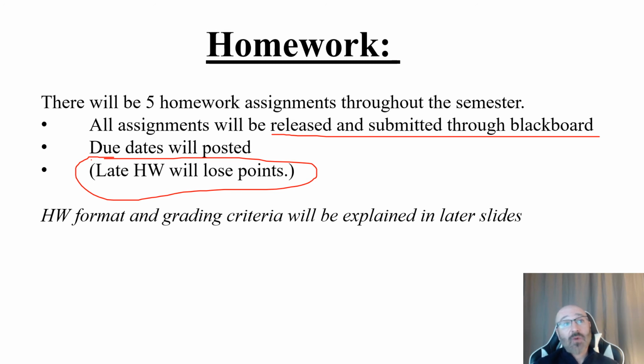So this is something that I will focus on later, and I've posted a video talking about time management and how to utilize resources for remote classes and online learning. I'm going to talk about the homework format and the grading criteria in a couple slides later on.